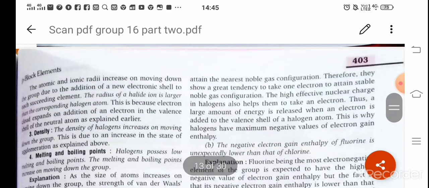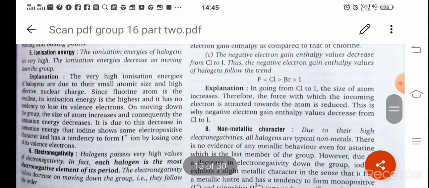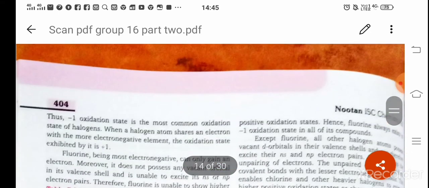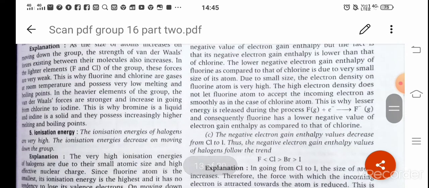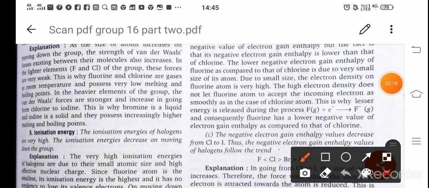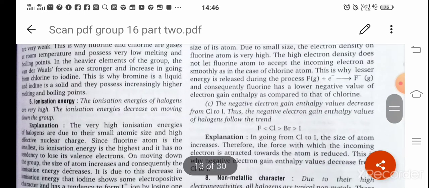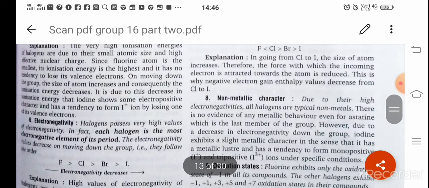The reason is that fluorine has a very small size. Because of its small size, fluorine bears some interelectronic repulsion, and to minimize that, some energy is spent, and this is the reason fluorine has a slightly lower electron gain enthalpy than chlorine. The rest follows the general trend: down the group, electron gain enthalpy decreases.